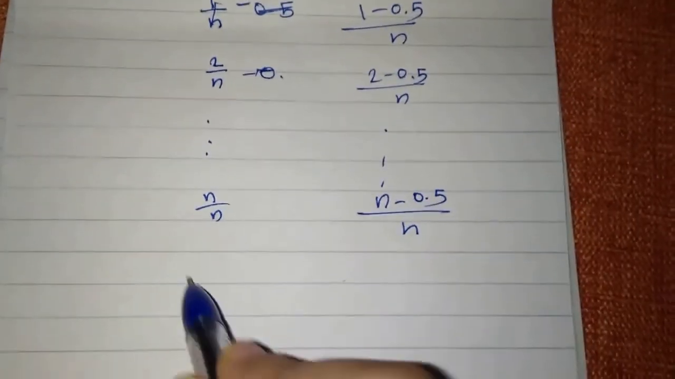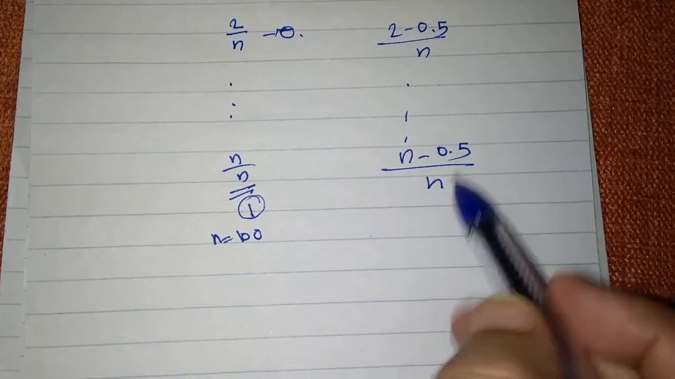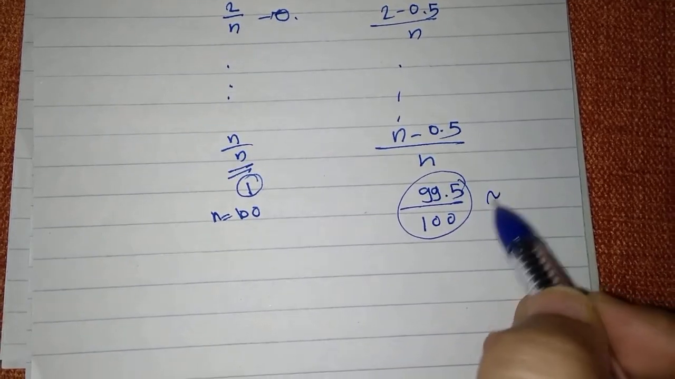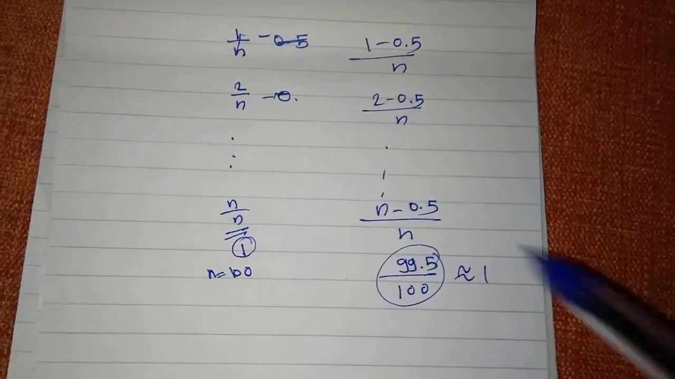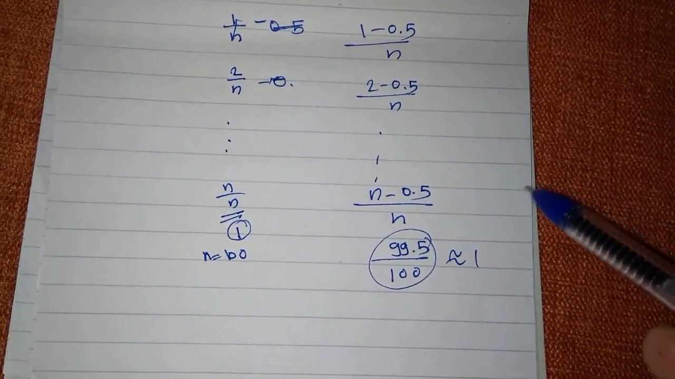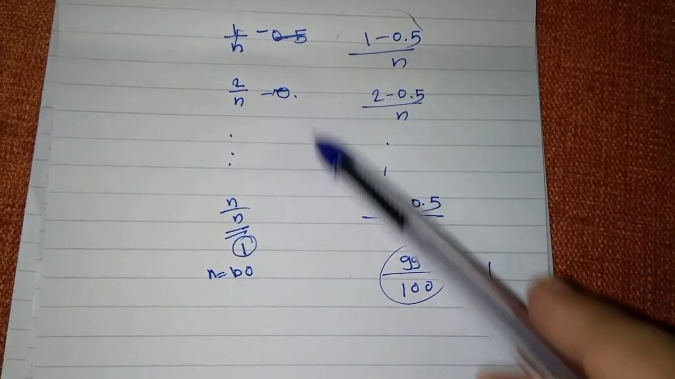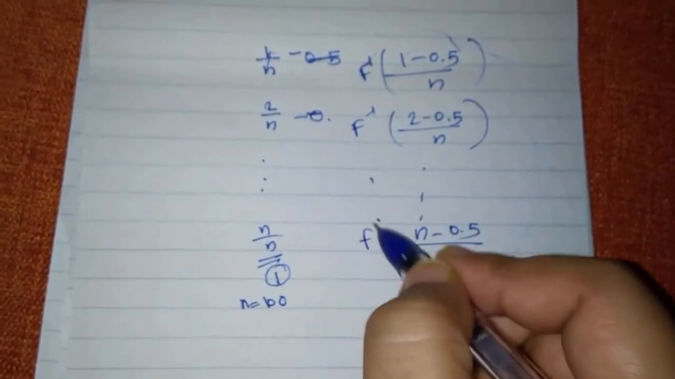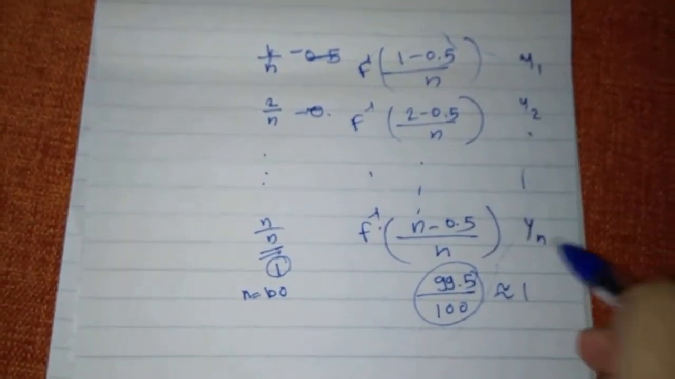Suppose my n is 100. Then at the last point the CDF was directly becoming 1, whereas now it would become 99.5 by 100. So it is almost 1, but I'm not jumping to 1. I'm allowing the possibility that there might be some observations beyond this with very small probability. So we will compute the inverse CDF at these points: F inverse at this, F inverse at this, F inverse at this. Let those be called y1, y2, yn.